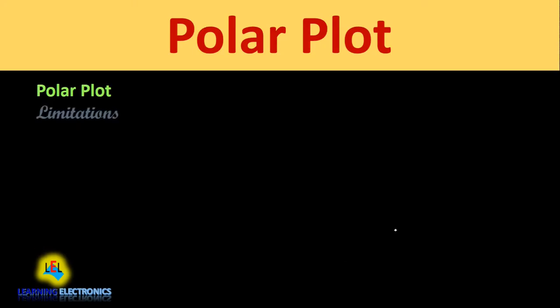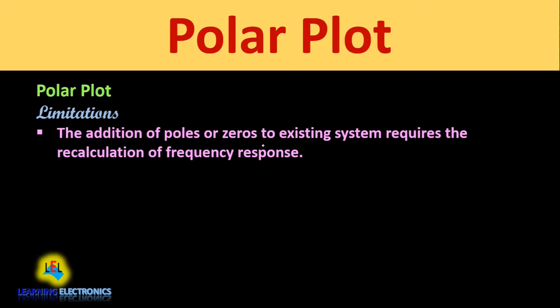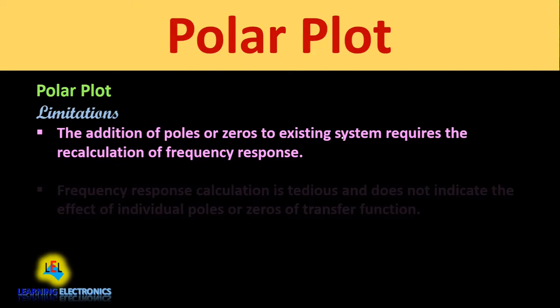Next are the limitations of the polar plot. First is that the addition of poles or zeros to an existing system requires the recalculation of the frequency response. That means whenever we add poles or zeros to the existing system, we have to recalculate all the values of magnitude and phase angles and redraw the polar plot each time. So this is a limitation of the polar plot.